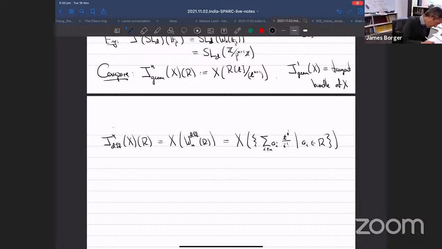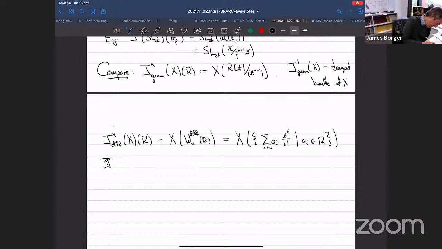So then we could also define, so it's a little different. If X is in characteristic 0, so if it's a Q scheme, then this issue of denominators, like here denominators are allowed, up here denominators weren't allowed in the series. So then J_n diff X will be the same as J_n geom X.